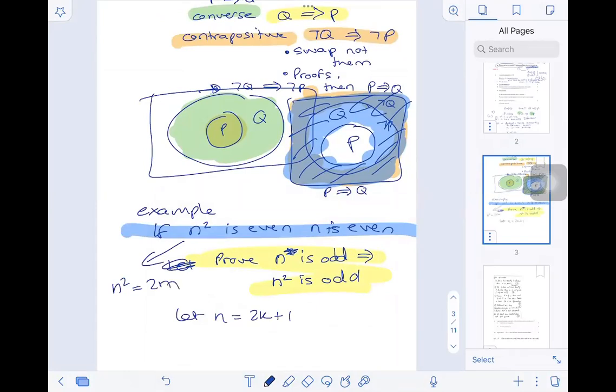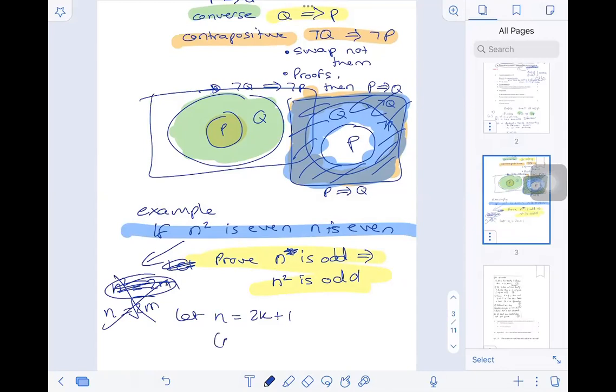And when you do that, then you're dealing with square roots and things, which isn't as friendly to find if n is even. That's just not good. So if you do the contrapositive and you negate it, it's a lot easier to do. So the contrapositive is: if n is odd, then n squared is odd.